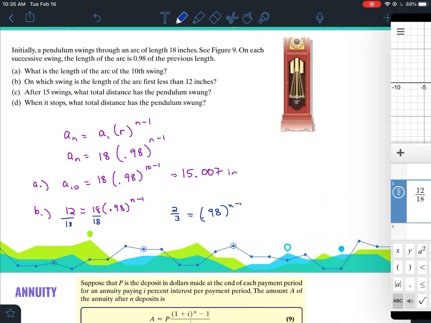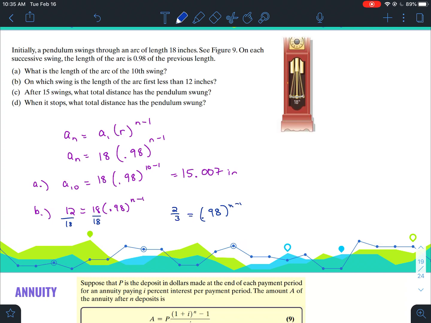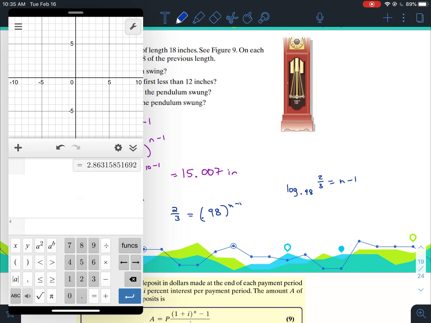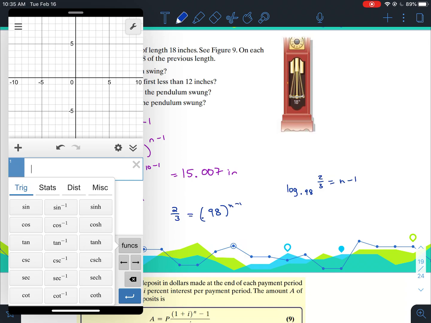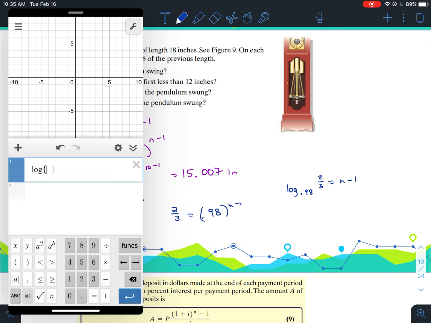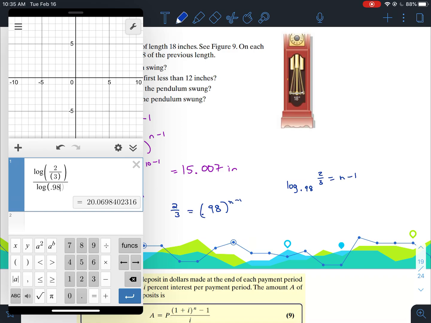And so now let's write this as a logarithm in order to solve. So it's going to be log base 0.98 of 2/3 is going to equal n minus 1. And so now we can evaluate this. And so remember, you take the log of the product. So we're going to take the log of 2/3, and then we divide by the log of the base, 0.98. And so we get 20.069 equals n minus 1.